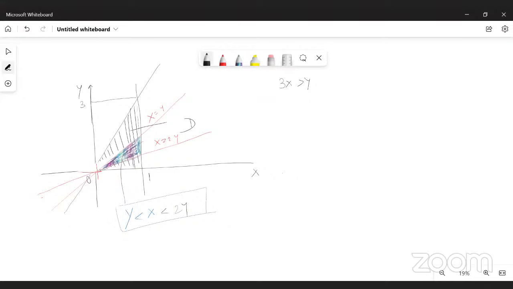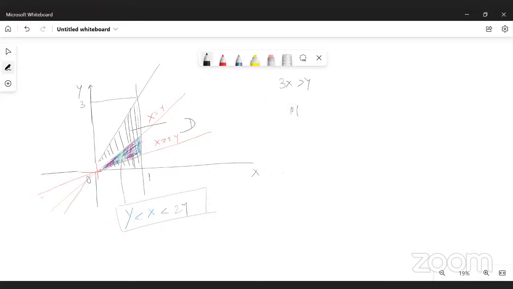Any doubt in this figure? If there is any doubt, I will explain again. Like how did we get to this figure? Is there any doubt? No, I'm clear.